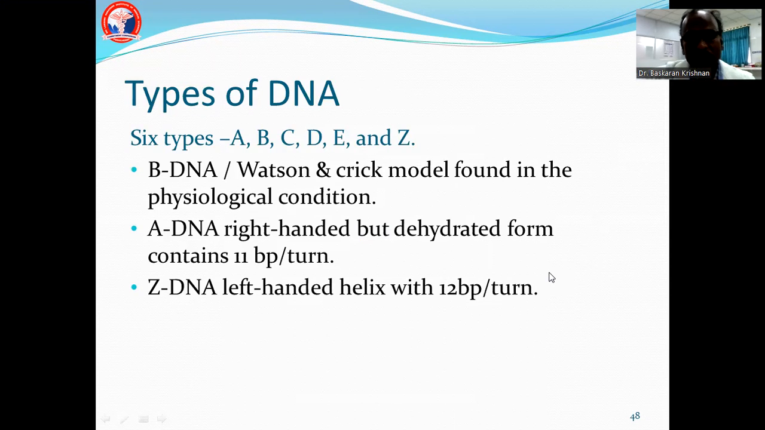What are the types of DNA? There are 6 types of DNA: A, B, C, D, E, and Z. Among them, 3 are most common. B-DNA, or the Watson-Crick model, is found in physiological or biological conditions. This is normally what we have. A-DNA is a right-handed but dehydrated form, containing 11 base pairs per turn. Z-DNA is a left-handed helix with 12 base pairs per turn.